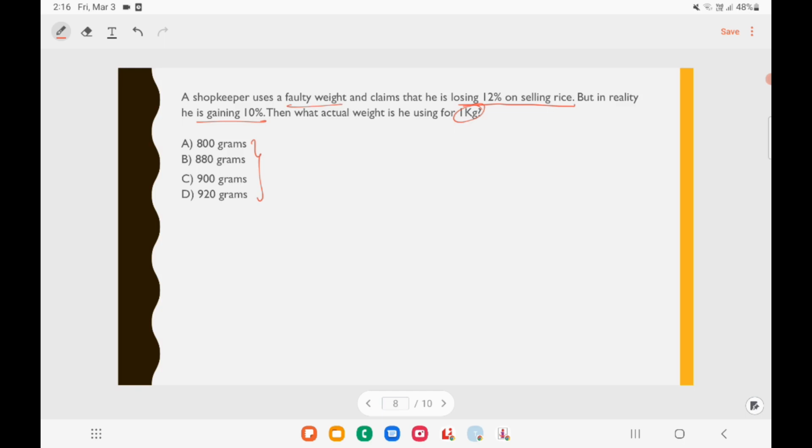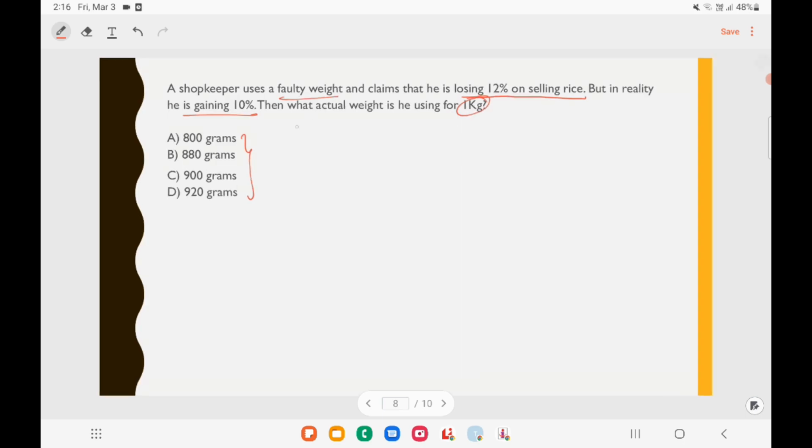Here, just like before, we'll be assuming a cost price, since nothing is given about price. So let's assume that the cost price of 1 kilogram of rice is 100 rupees. So he is buying the rice for 100 rupees and he is saying that he is losing 12%. That means his selling price will be 88 rupees, because 12% of 100 means 12, and 100 minus 12 is 88. So he will be selling for 88.